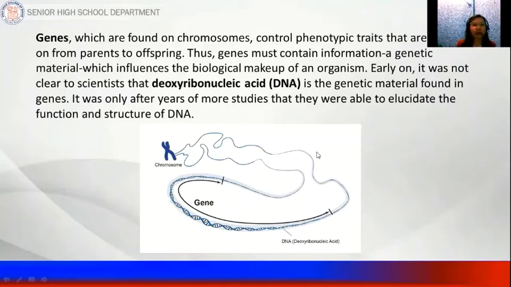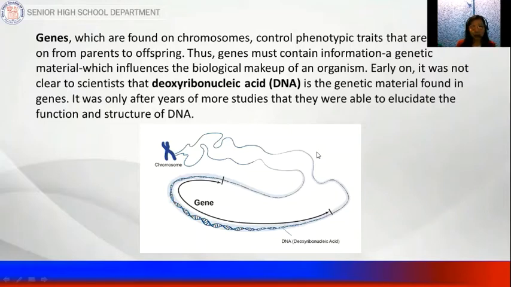So when these are passed from generation to generation or from parents to offspring, these are what you call genes. Thus, genes must contain information, a genetic material which influences the biological makeup of an organism. Early on, it was not clear to scientists that deoxyribonucleic acid, or DNA, is the genetic material found in genes.